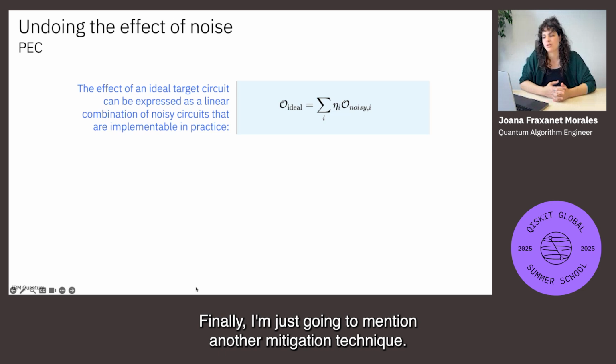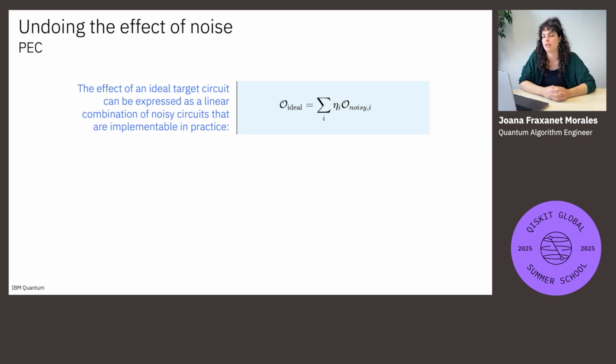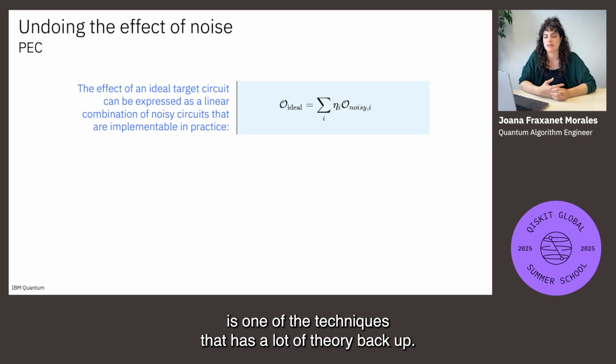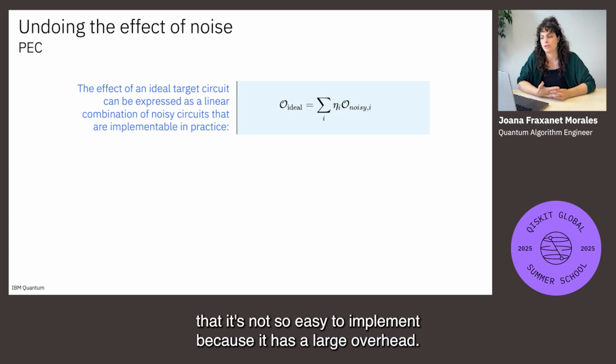Finally, I'm just going to mention another mitigation technique, maybe not so much in detail, but PEC. Probabilistic error cancellation is one of the techniques that has a lot of theory backup. So in principle, it should work very, very well. But it turns out that it's not so easy to implement because it has a large overhead.